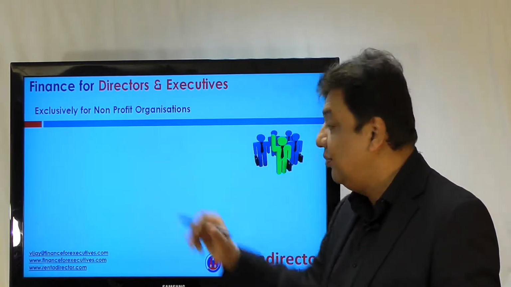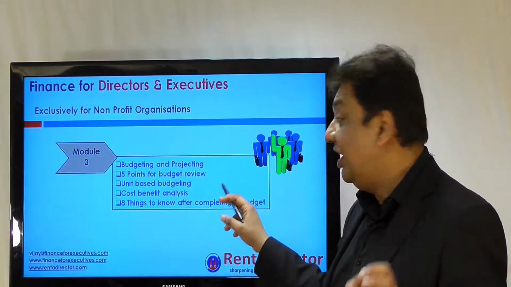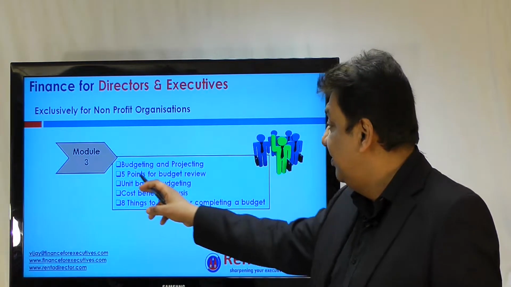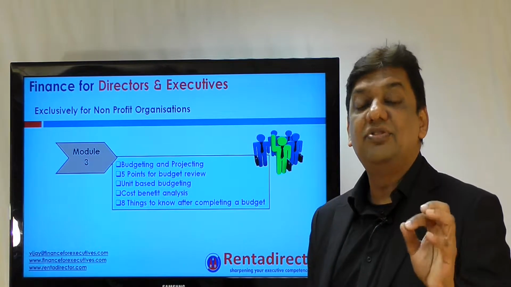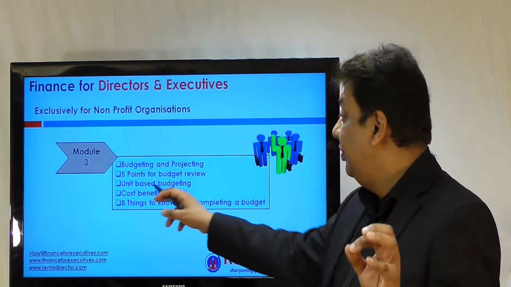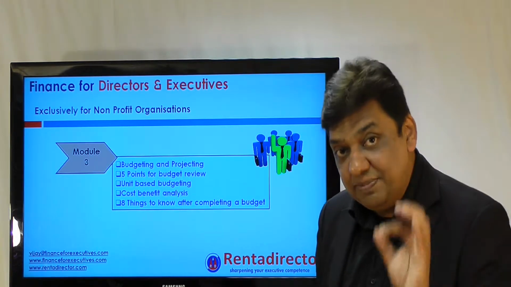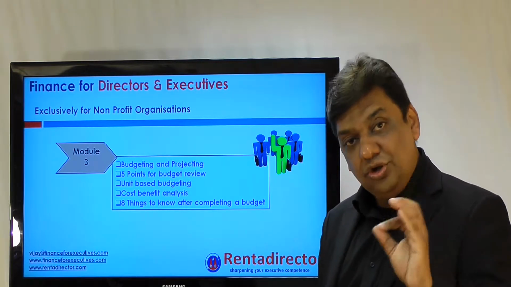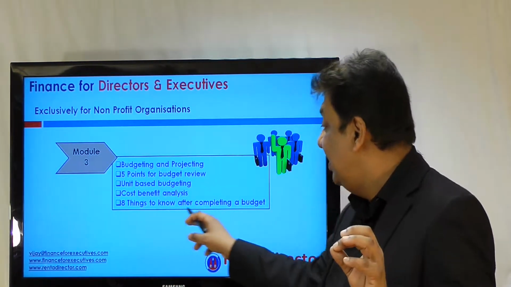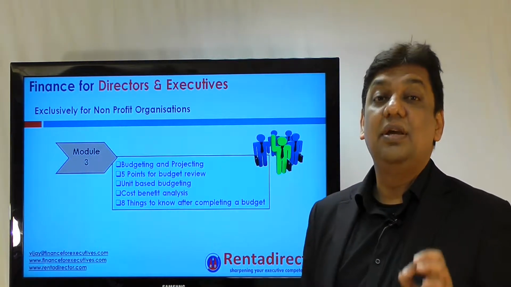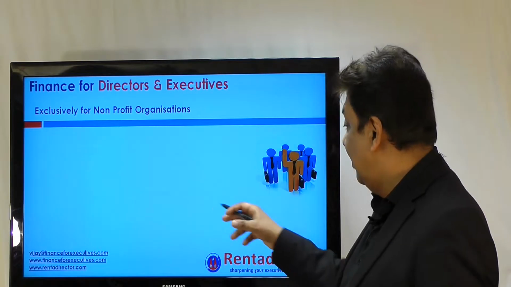So that is what the second module will cover. The third module will cover budgeting and projecting. So that is the first part. The second is 5 points for budget review. What are the 5 points that you need to consider for reviewing your budget? It will cover unit-based budgeting. This is where we go more deeply into what unit-based budgeting is, cost benefit analysis, and 8 things to know after completing a budget. What are those 8 things you need to know after completing a budget?